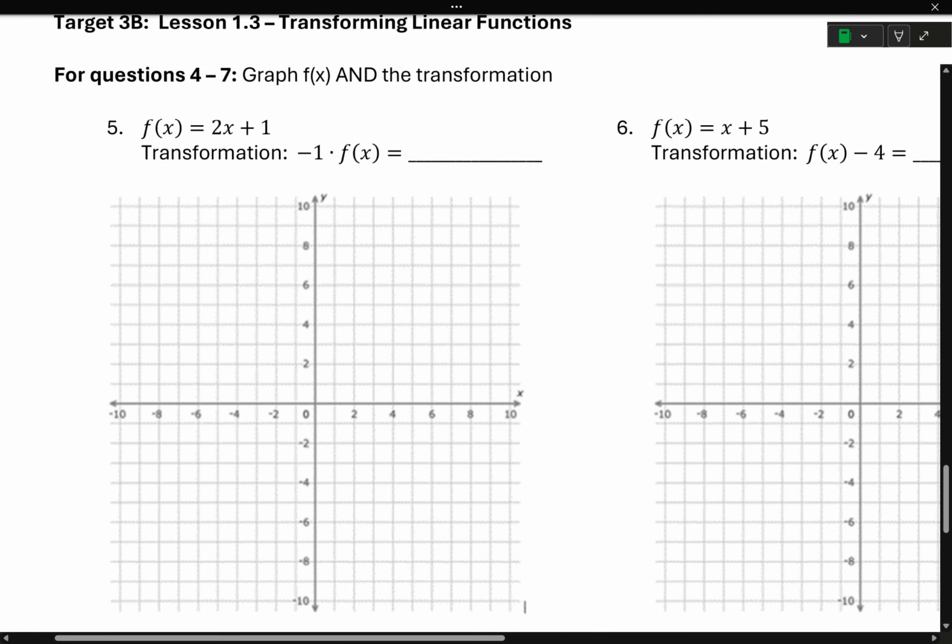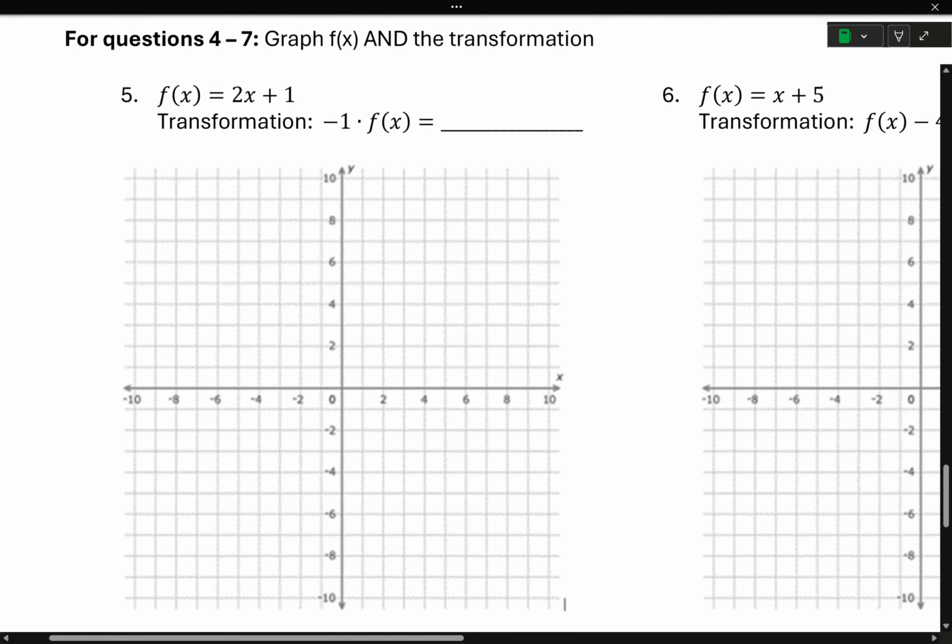Let's start with the original, number 5. We got 2x plus 1, reminding you that whole numbers are technically all over 1. Okay, so my y-intercept is 1, so I'm going to put a dot there. The slope is 2, so I'm going to go up 2 spots, to the right 1 spot.